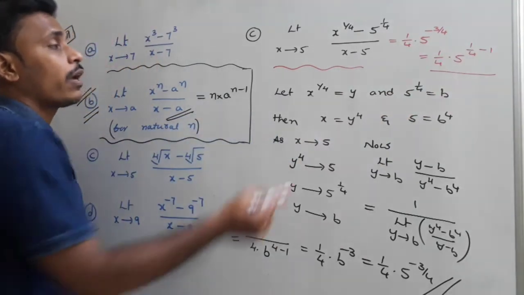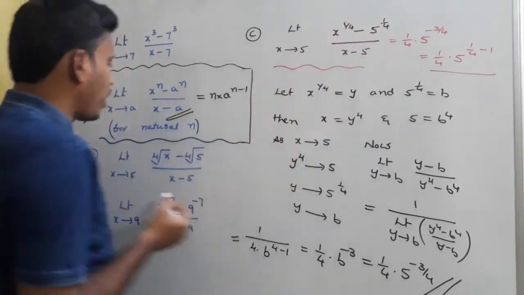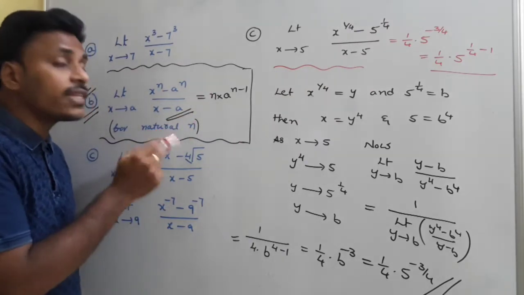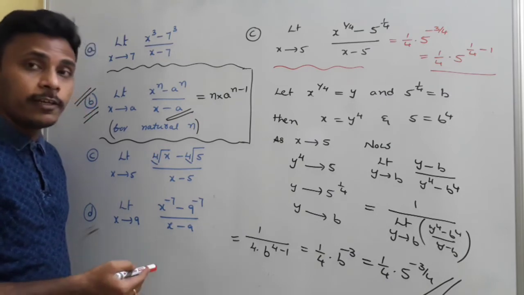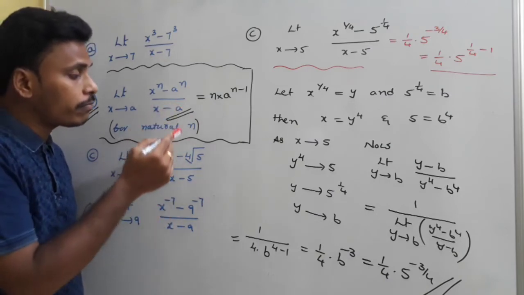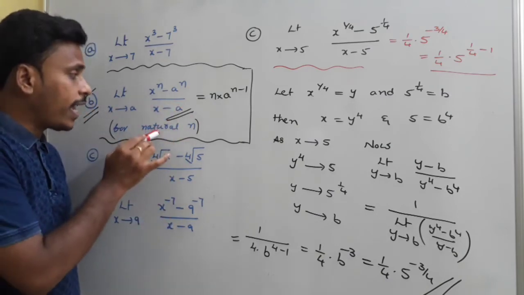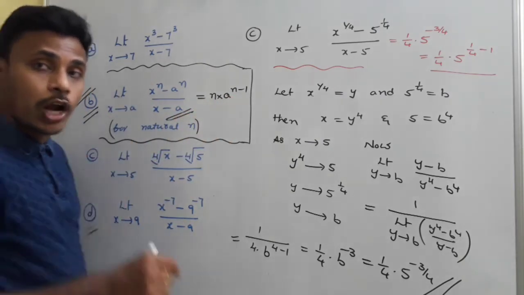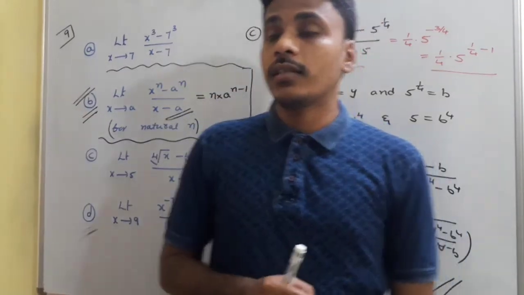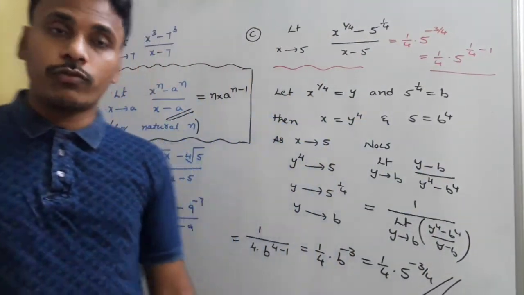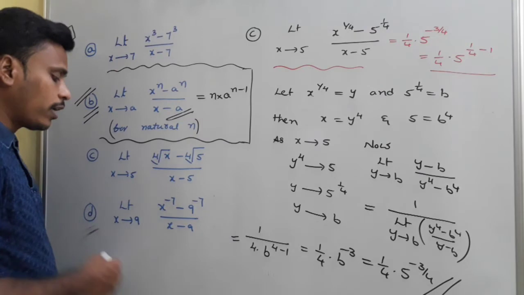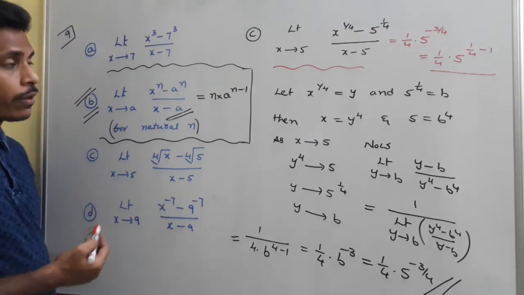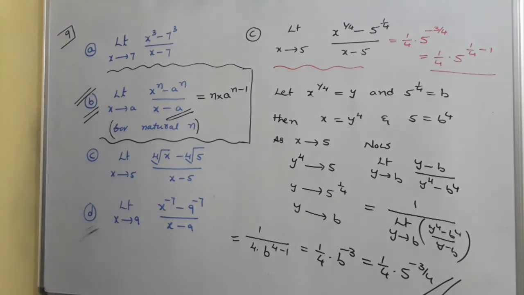That means if n is not natural, if n is a rational number, then also we have the same formula. If n is natural, this particular limit is n into a to the power n minus 1. If n is not natural, then also the answer is n into a to the power n minus 1. And similarly, we can prove the last one. If that power n is a negative integer, what will happen? Just have a look, note it perfectly.